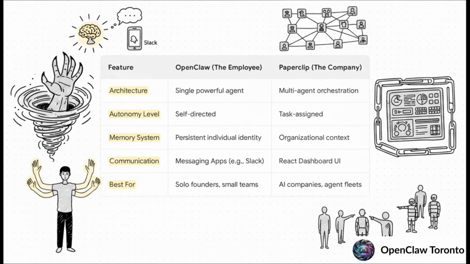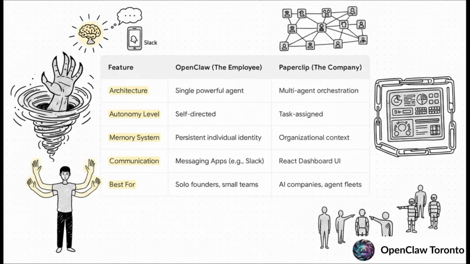The autonomy level is key too. OpenClaw is self-directed. It decides what to do. Paperclip agents are task assigned. They do what they're told. And the memory. OpenClaw has a persistent individual identity, like a person. Paperclip provides the organizational context, like company policy. Even how you talk to them is different. Slack for OpenClaw, a dashboard for Paperclip.